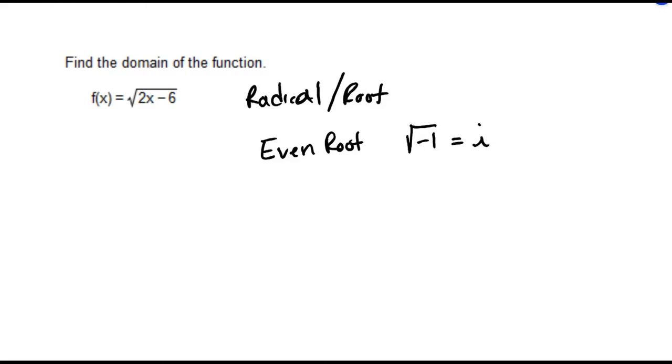To figure out what those restrictions are, we want what's underneath the radical to be greater than or equal to 0. So I'm saying that the restrictions are that we don't want negative values. I chose greater than or equal to 0 because greater than 0 is positive and equal to 0 is 0, which is non-negative. So greater than 0 and equal to 0 are non-negative.